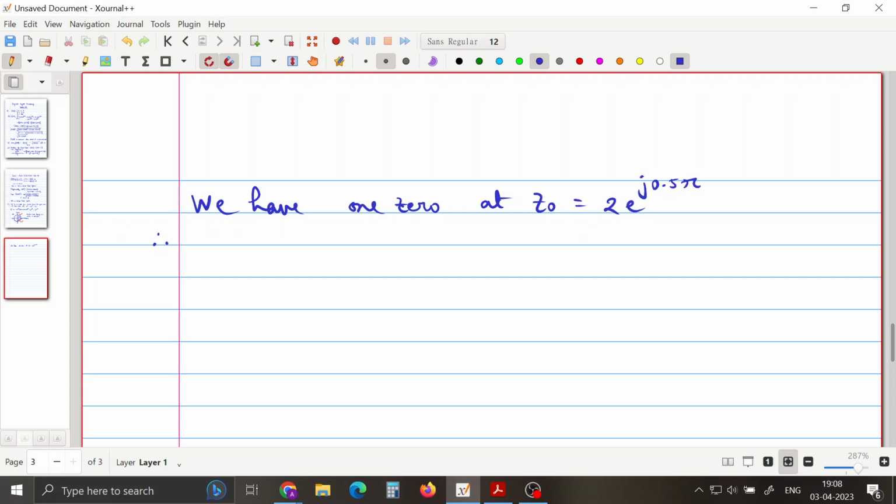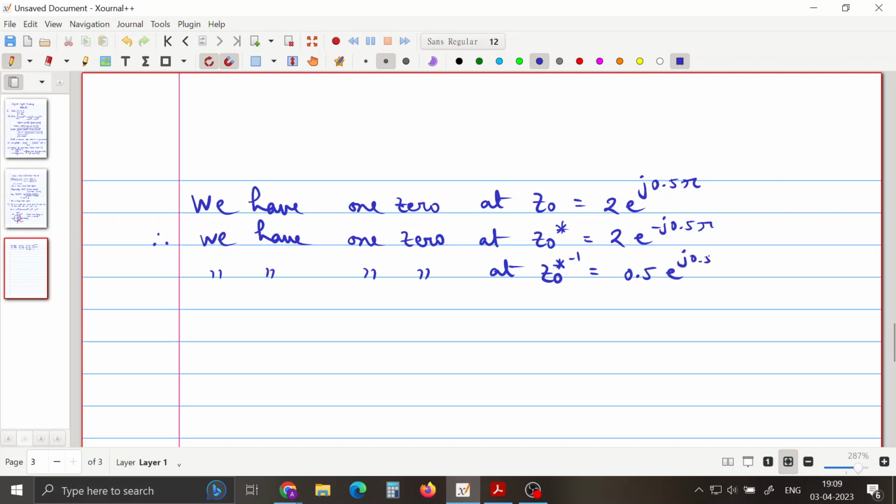So if you do that calculation, we also have 1 zero at z0 star, which is this, and we have 1 zero again at z0 star inverse, which is this, and finally we have another zero at z0 inverse, which is this. So these are the 4 zeros.